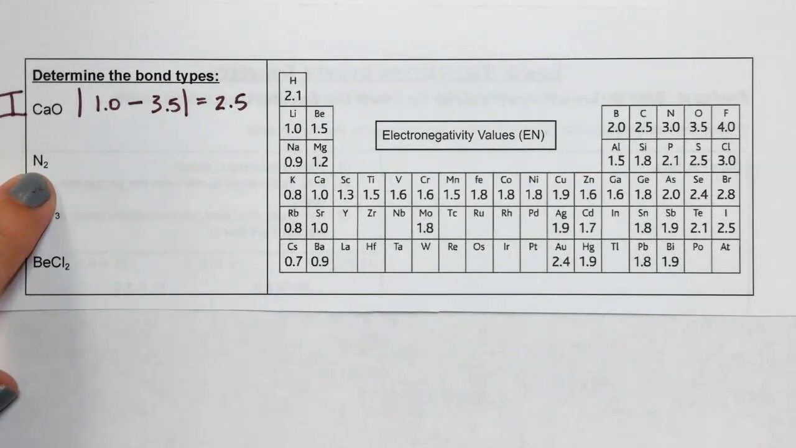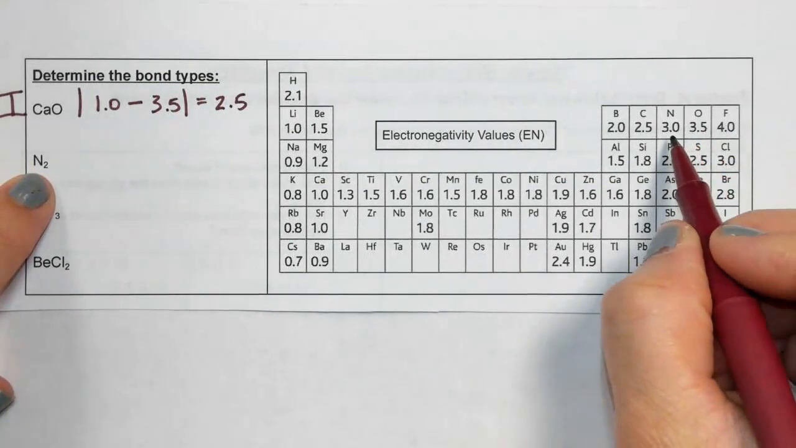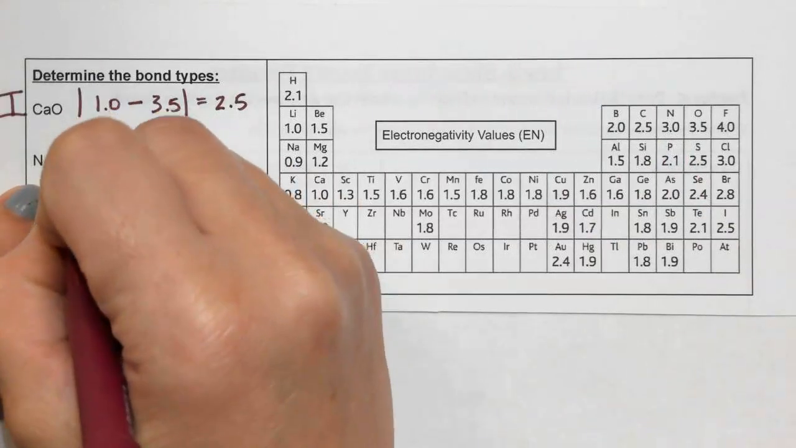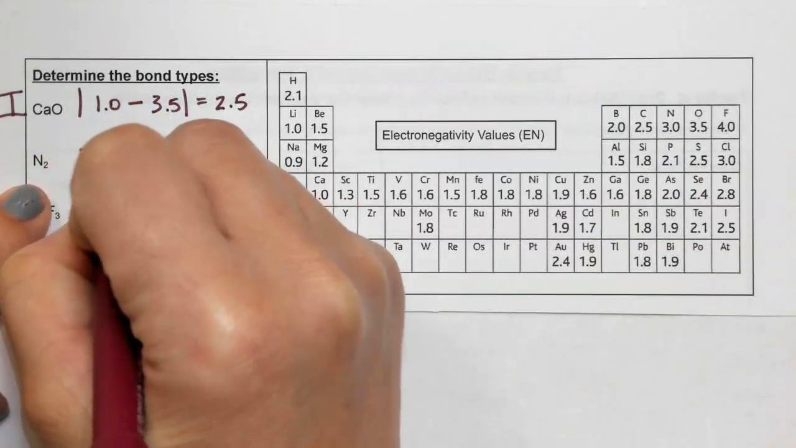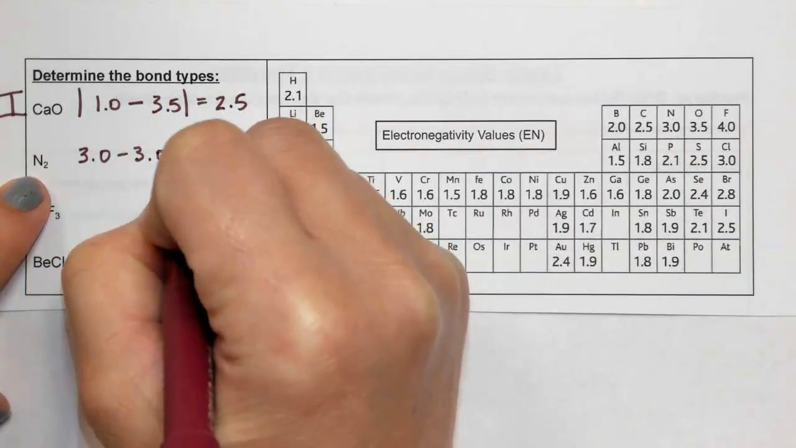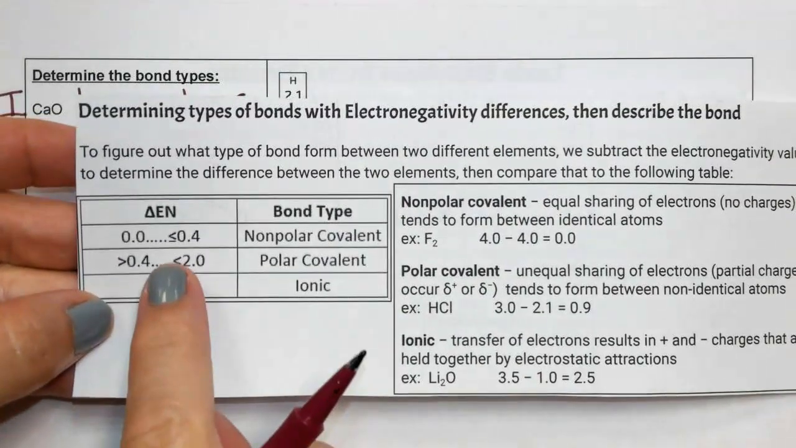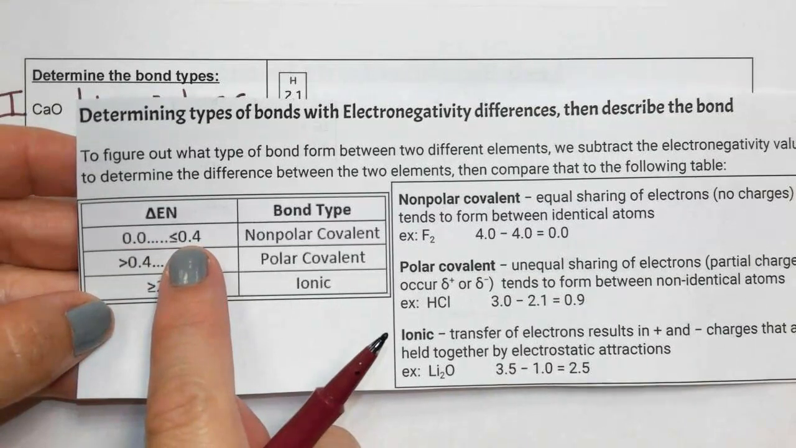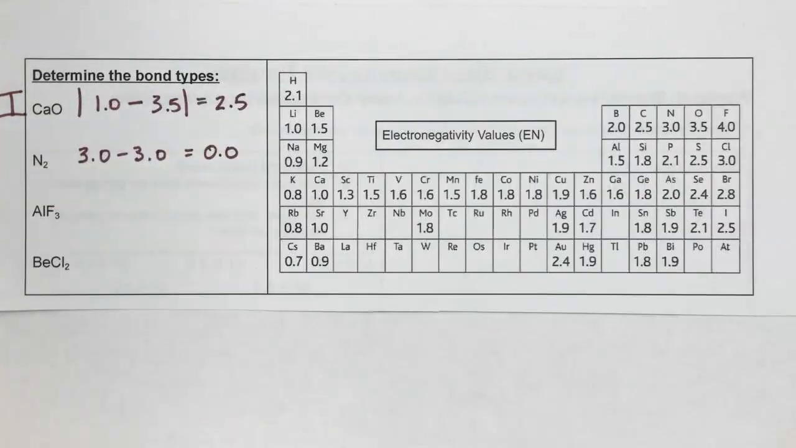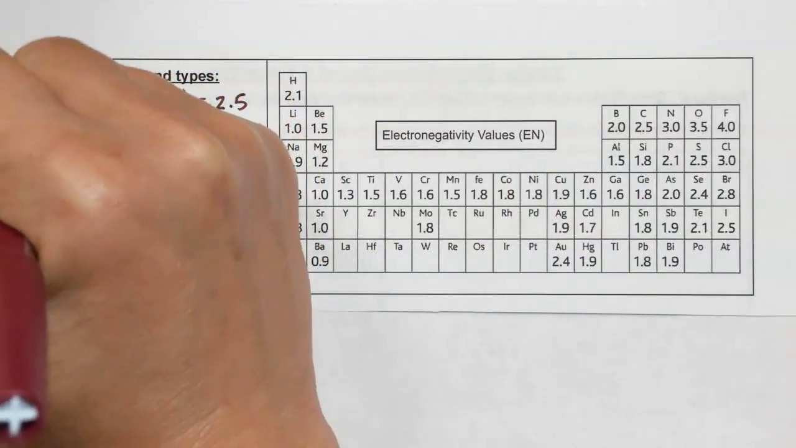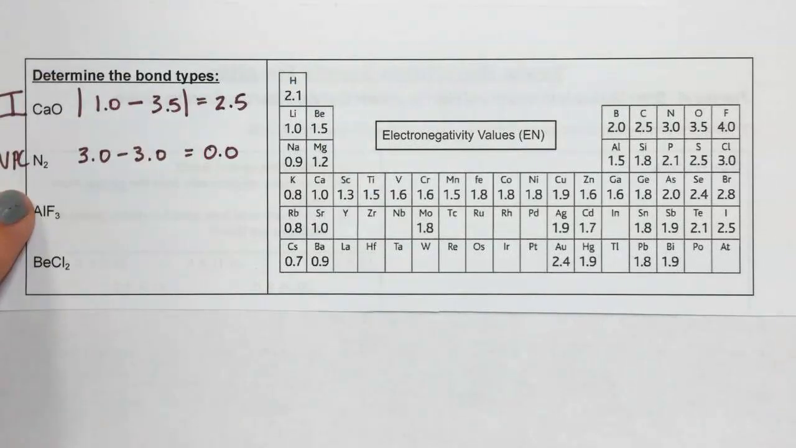Next we have N2, which is 2 nitrogens. Nitrogen is 3.0, so it's going to be 3.0 minus 3.0, and that equals 0.0. So when you look at the scale, 0.0 to less than 0.4 is nonpolar covalent. So this is nonpolar covalent.